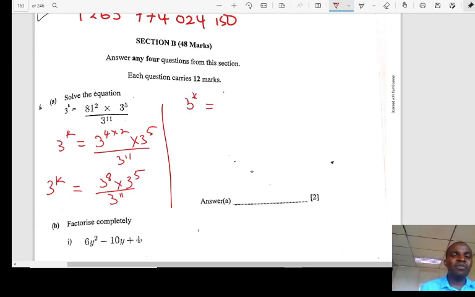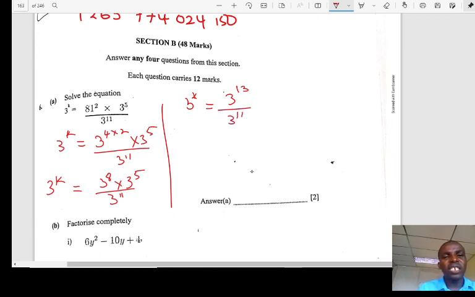First simplify the right side, then simplifying the numerator on the right side, you maintain the base and add the powers. That's law number 1 of indices. Whenever multiplying indices of the same base, maintain the base and add the powers. So it will be 3 to the power 8 plus 5, which is 13. Let me just write 13 here. You say 8 plus 5, which is 13 here, over 3 to the power 11.